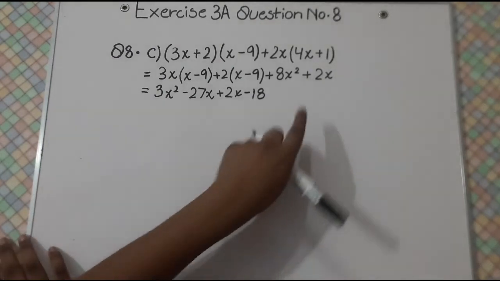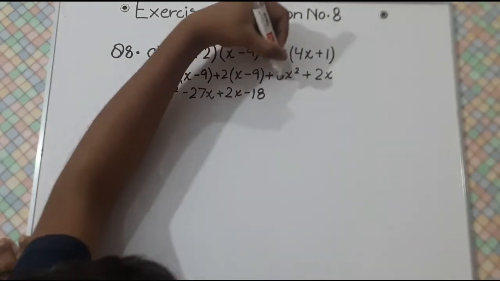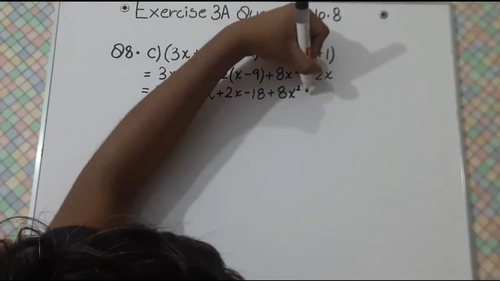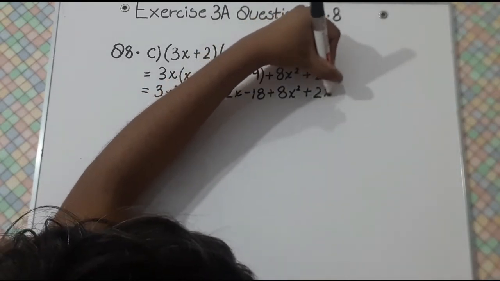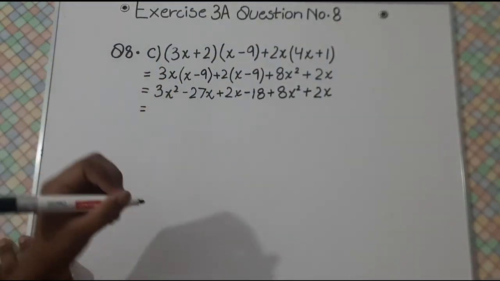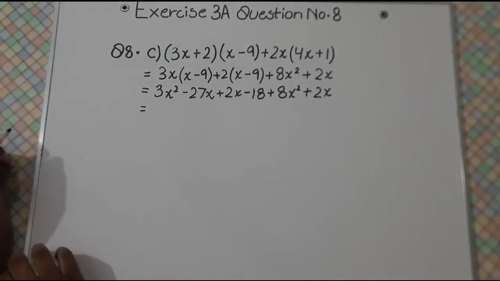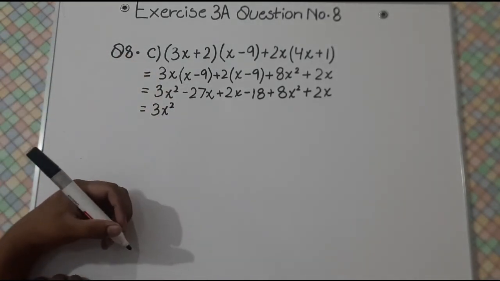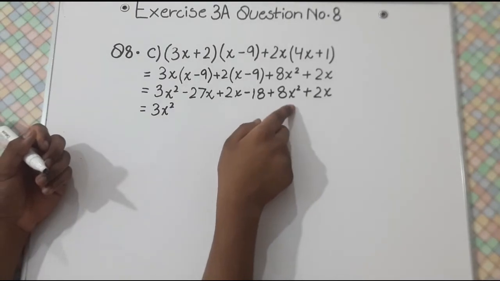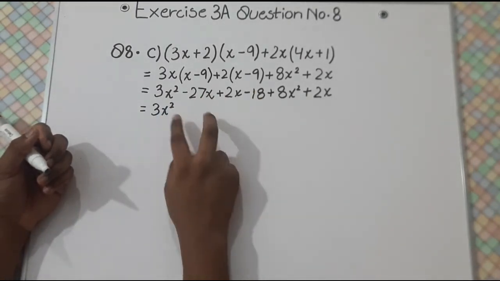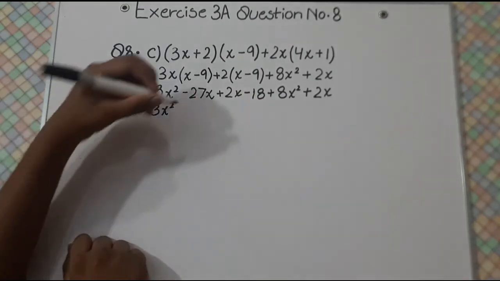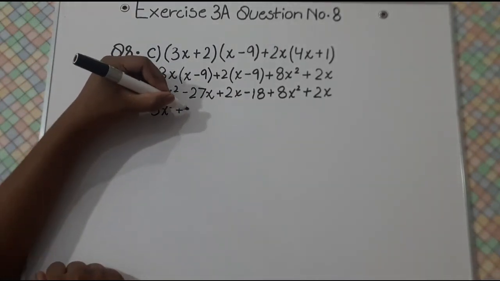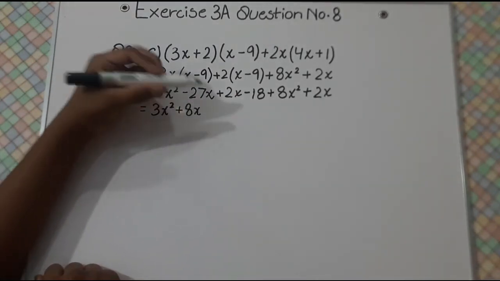Now we are going to write this whole as it is. So we have expanded and opened all the brackets. Now we are going to do grouping. So 3x square, we are going to write it with 8x square as they are same variables. So plus minus is minus. So we are having plus 8x square. So we are going to write plus 8x square.